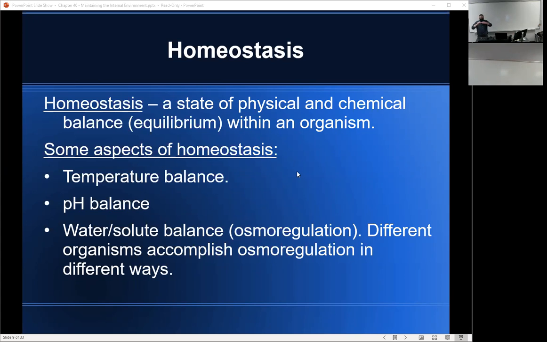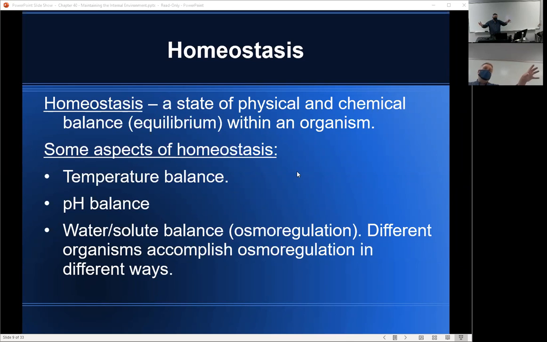If our blood pH gets a little bit higher, like 7.6, 7.8, that's a condition called alkalosis that can make you very sick, possibly even fatal. If our blood pH gets too low, like 7.0, that's pretty bad. That will make you feel very, very sick. That's a condition called acidosis. So we need to maintain pH within a very narrow range. That's homeostasis with respect to pH. Also, water solute balance.